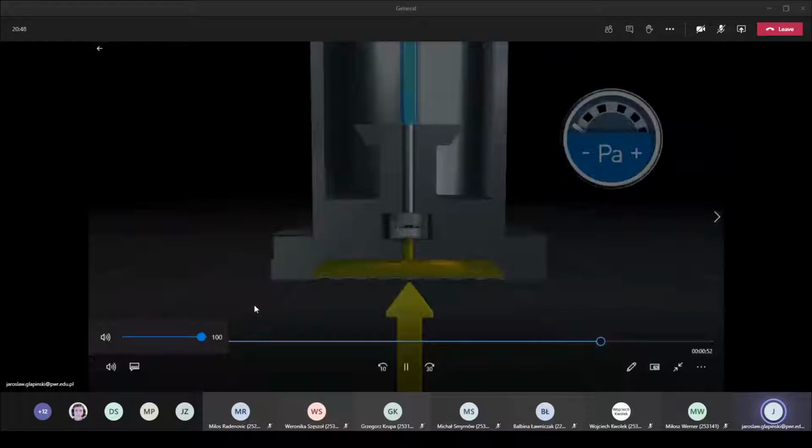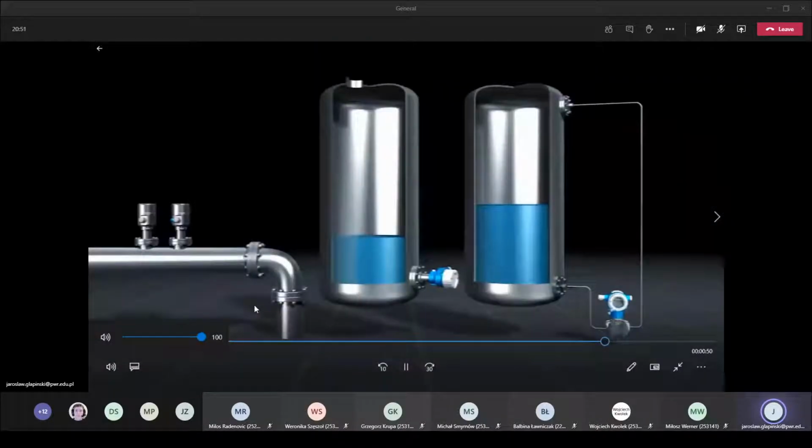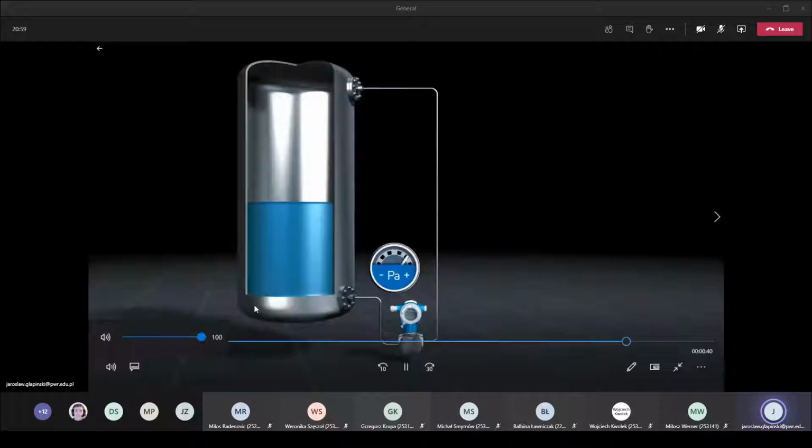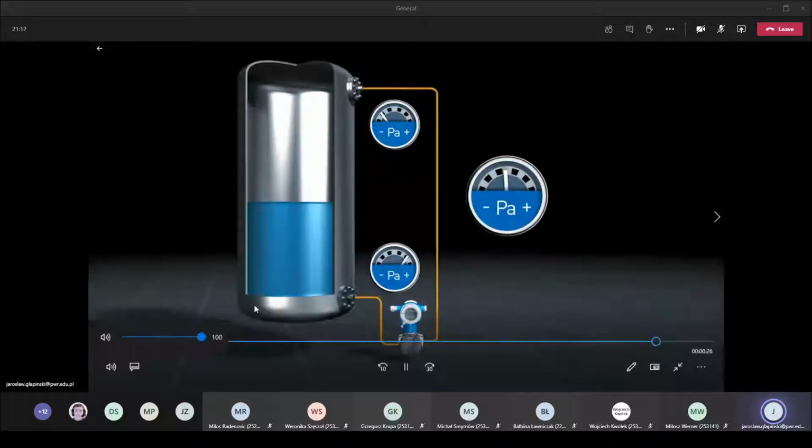In differential pressure measurement in a closed tank, the atmospheric pressure is of no consequence for level measurement. Apart from the pressure of the liquid column, the pressure head above the level is also measured. Both values are transferred to the transmitter via oil-filled capillary lines. The transmitter calculates the difference between both pressures and determines the level in the tank from this value.